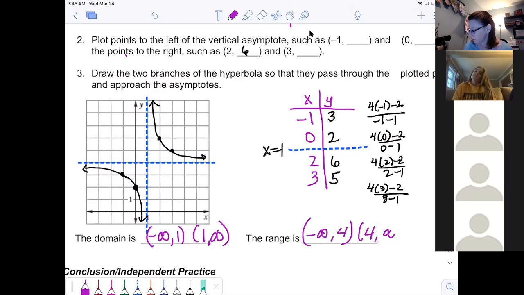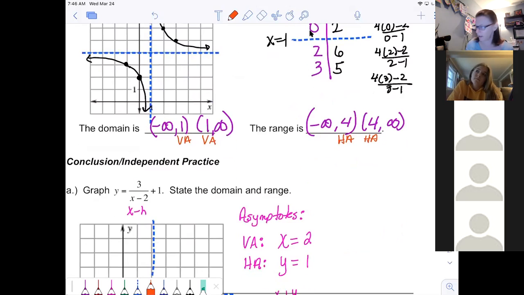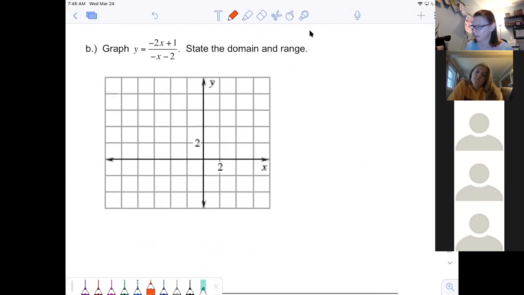Yeah. So notice this +1 is our vertical asymptote. The 4 is the horizontal asymptote. Those actually help create the domain and the range. So the vertical asymptote is in the domain, the horizontal asymptote is in the range. Any questions on that graph? So we're going to look at one more that is of this form.